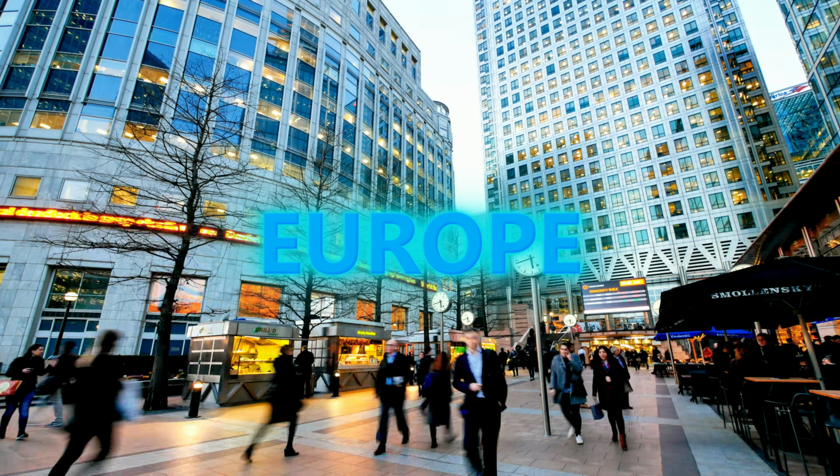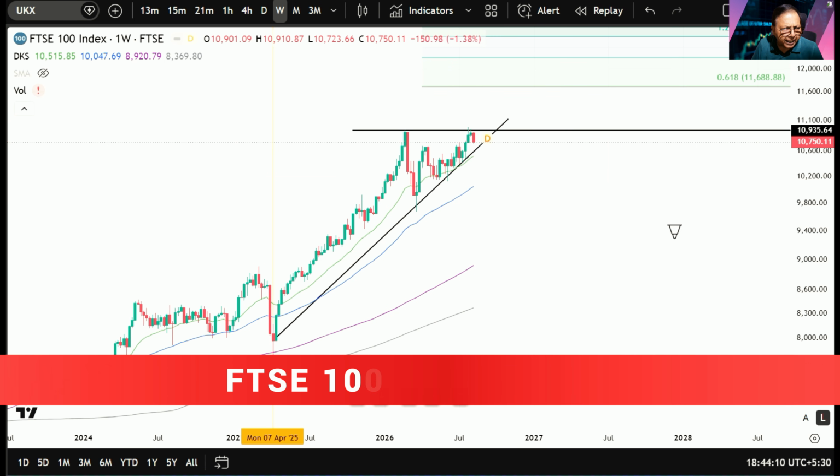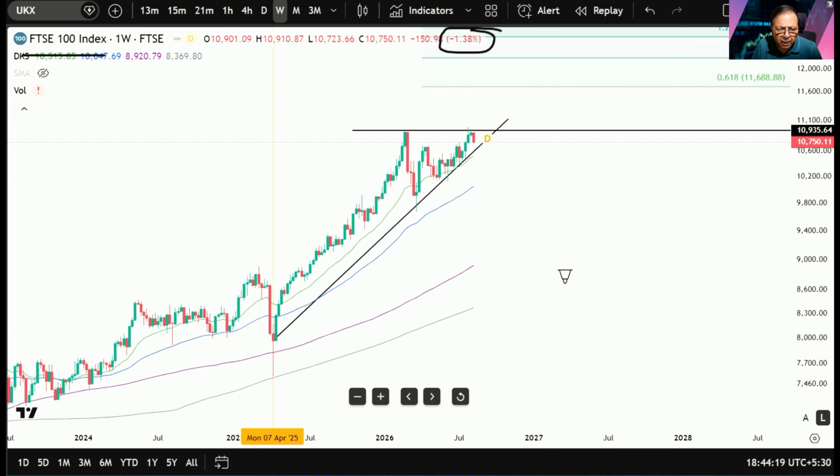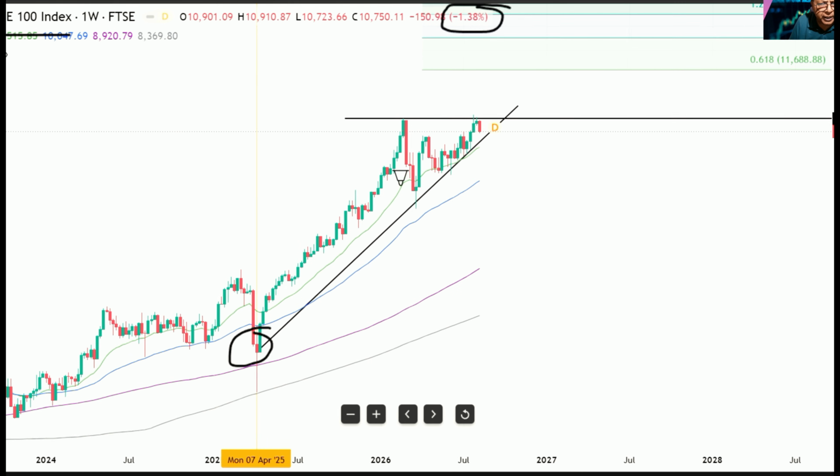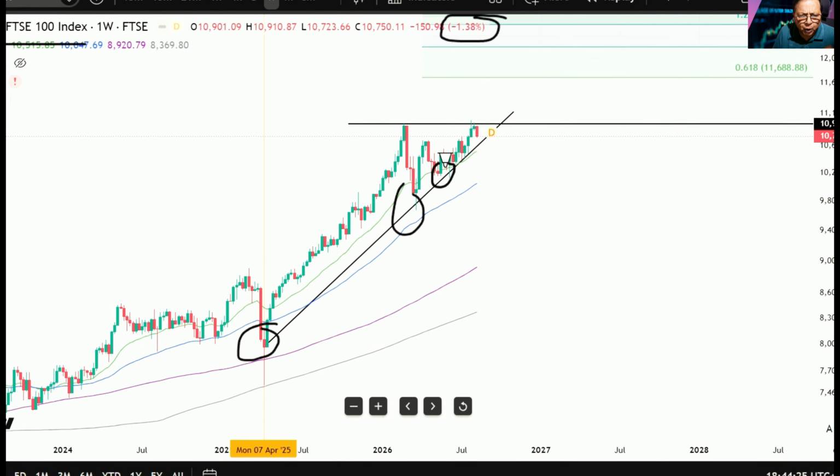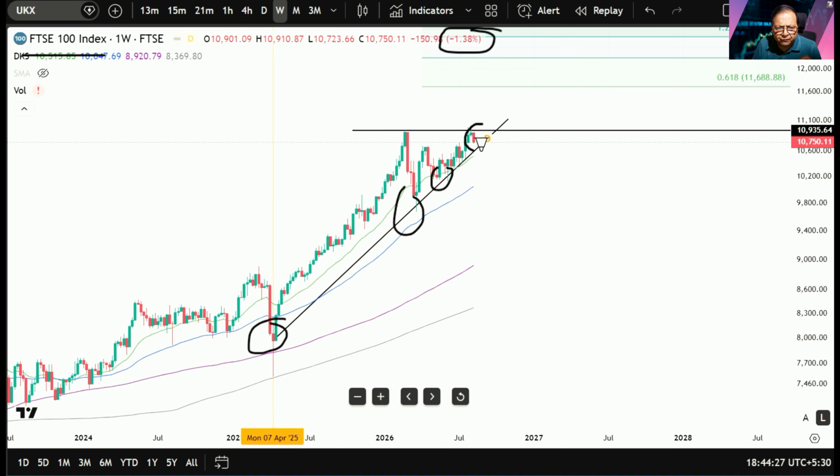Let us now move to the Europe markets. This is UK's FTSE 100 index in weekly time frame. This week, the index closed lower by 1.38%. This is the long-term trend line valid since April 2025, has taken multiple support, and hence this kind of correction.